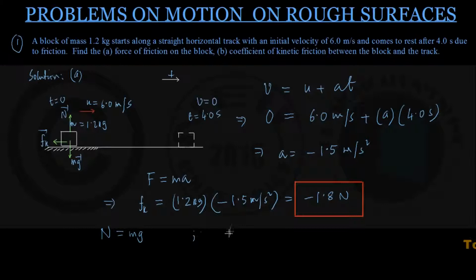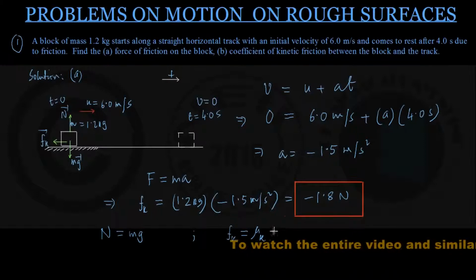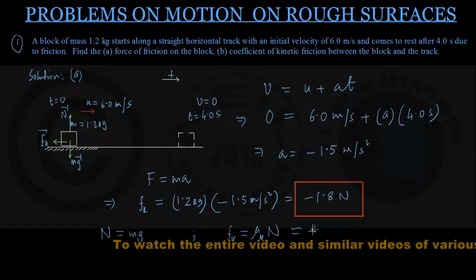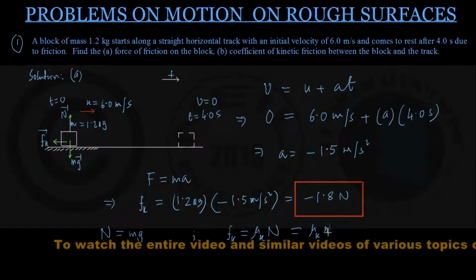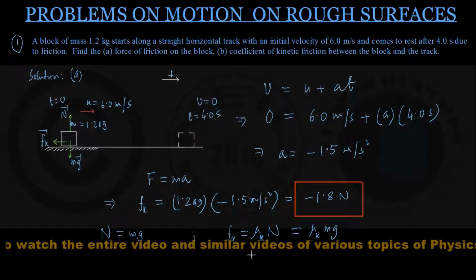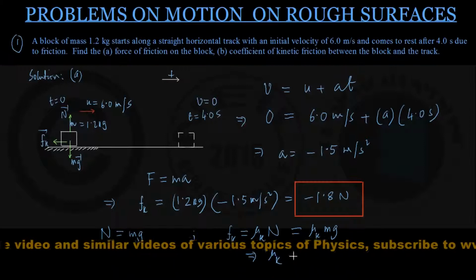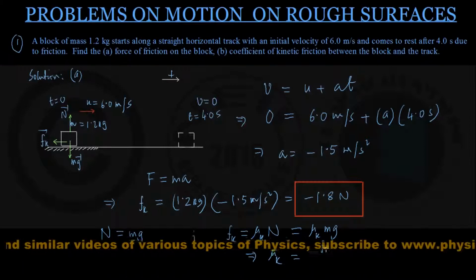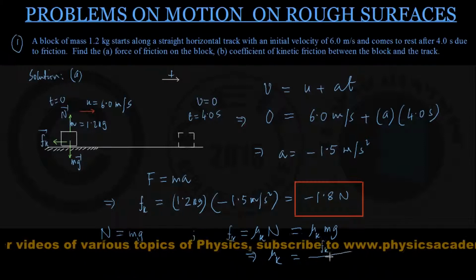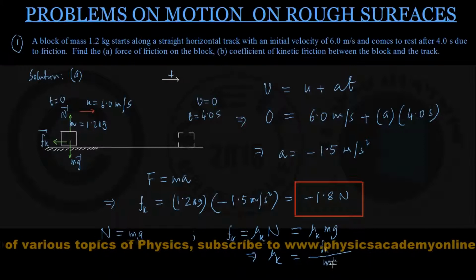the law of kinetic friction, we know kinetic frictional force Fk is given by mu k, that is the coefficient of kinetic friction, multiplied by the normal force. That's in my case coming out to be mu k into mg, and from here it follows that the kinetic frictional coefficient mu k is coming out to be Fk, the kinetic frictional force, divided by mg.